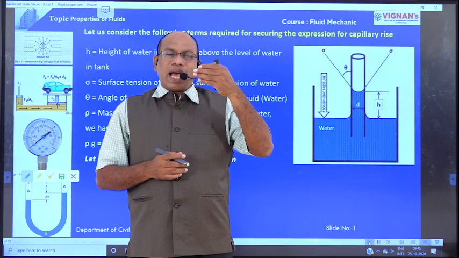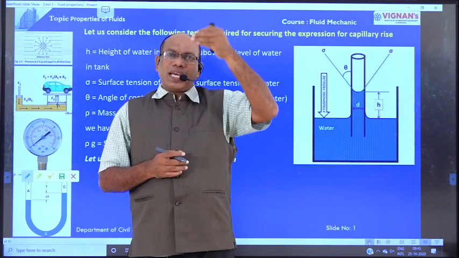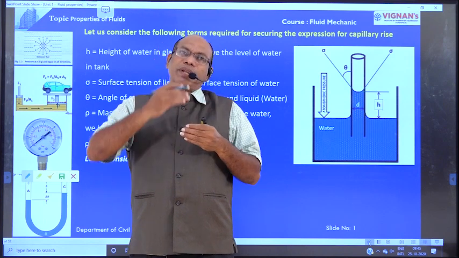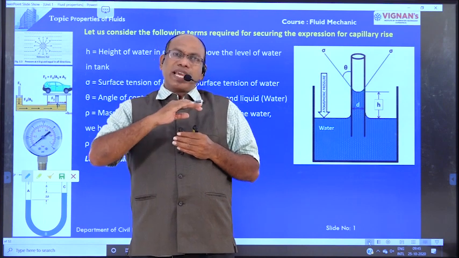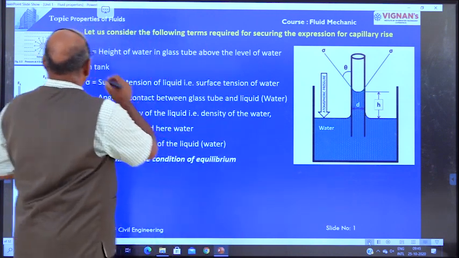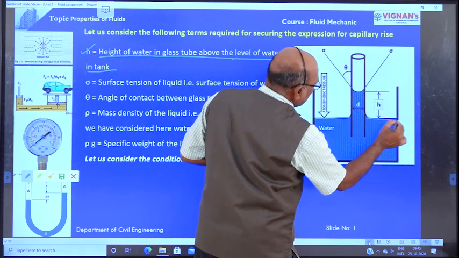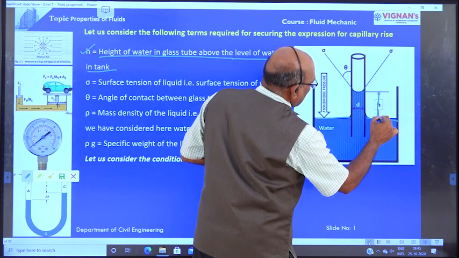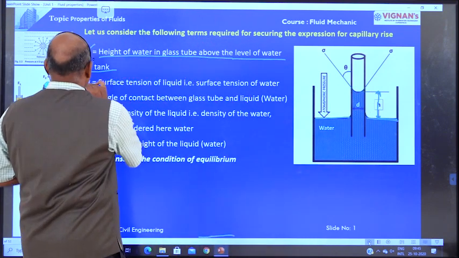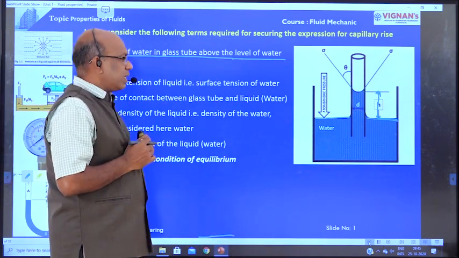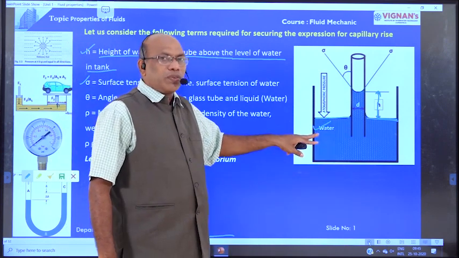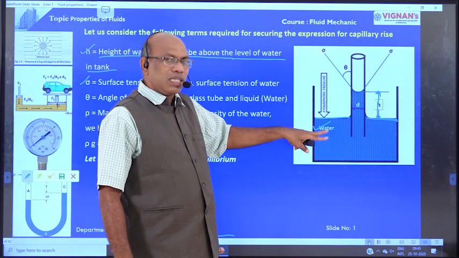If the glass tube is inserted vertically in the liquid, that is the water, automatically the water level in the glass tube increases as compared with the existing level of the tank. Now, this is the diagram. This is the water level in the tank. This H is the height of liquid above the water level in the tank. Sigma is the surface tension of liquid. Here we have taken water. If this is mercury, it has different characteristics.